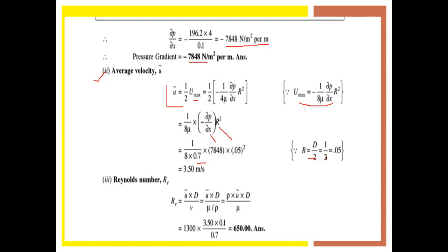Since r is equal to d by 2, that is equal to half, that is equal to 0.5. Now after simplifying, the average velocity u bar is equal to 3.50. You got it. Then what is the Reynolds number?